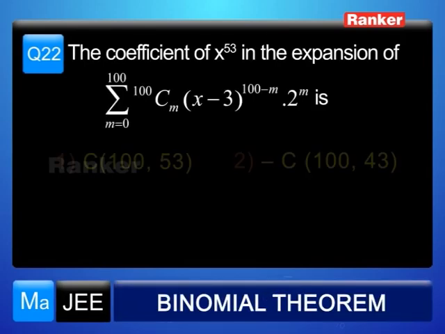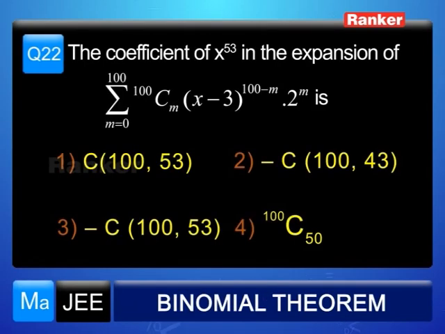So, let us move to the next question. The coefficient of x power 53 in the expansion of sigma m ranging from 0 to 100 of 100Cm (x minus 3) raised to the power 100 minus m into 2 power m is: 100C53, minus 100C43, minus 100C53. Fourth option is 100C50.